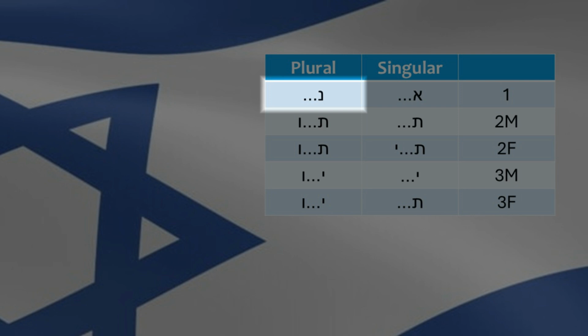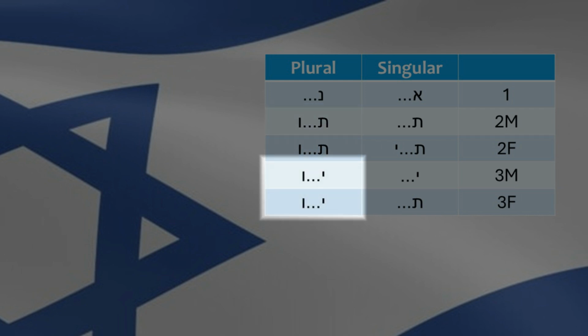Anachnu gets a nun prefix. Atem and aten get a taf prefix and a vav suffix. And hem and hen get the yod prefix and the vav suffix. And those vav suffixes sound like u. And all of the suffixes make the previous vowel reduced to a schwa in some binyanim. And just like with past tense, future tense is pro-drop except for the third person forms.